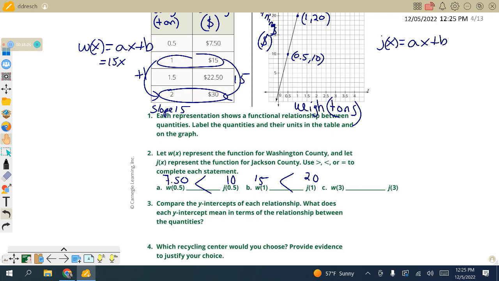Now, from here, let's also think about this. Let's just use some common sense. You drive to Washington's recycling plant, but you have 0 tons to drop off. How much money are you getting in return? So what does that mean? The y-intercept is 0, 0. You're not making any money there, are you? All right, so we put plus 0. There we go. So there's Washington.